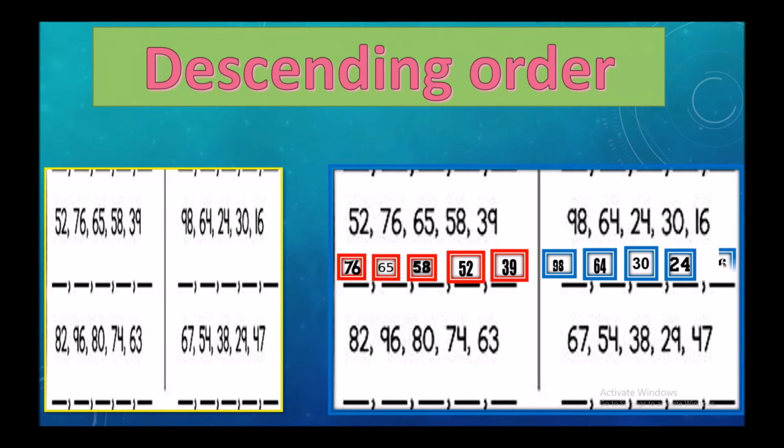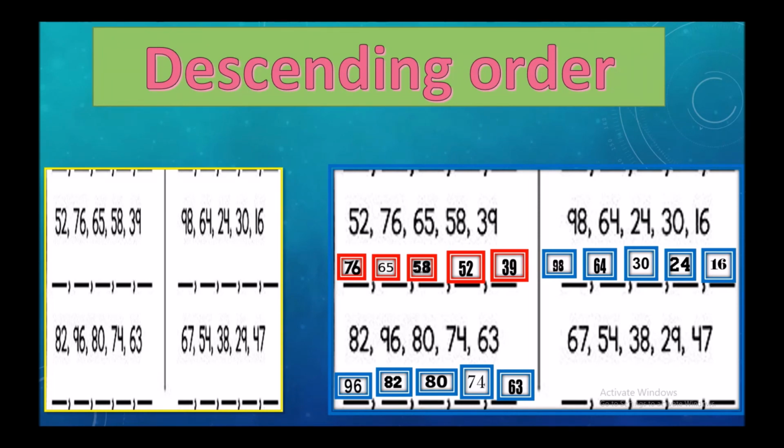Here the third example: 82, 96, 80, 74 and 63. If we see tens place 8, 9, 8, 7 and 6. So 9 is the biggest one. So 96. Then 82. Then 80. Then 74. Then 63.